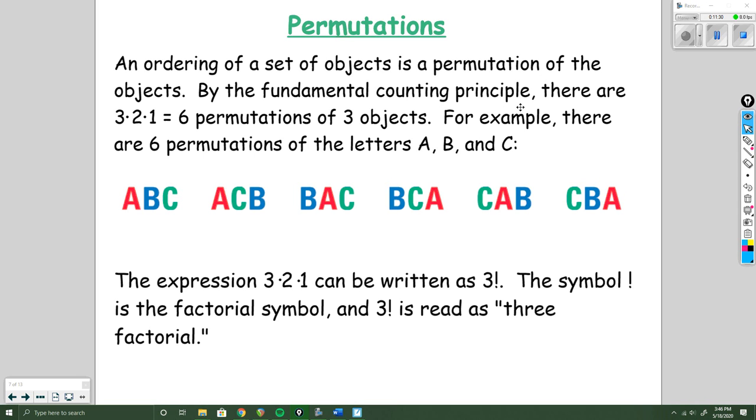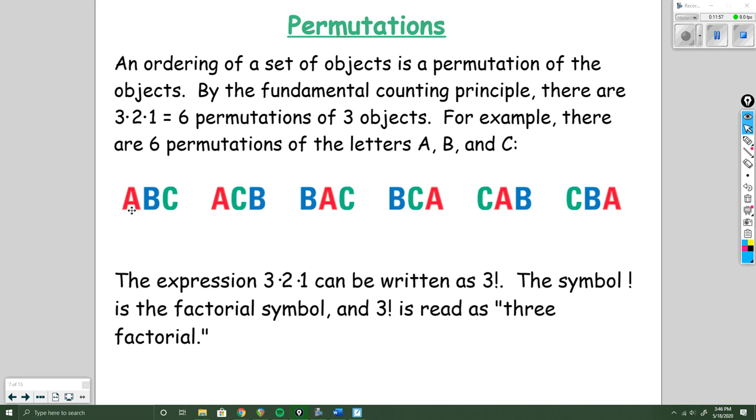Okay, by the fundamental counting principle, there are 3 times 2 times 1, or 6 permutations of 3 objects. For example, here they are listed below. We have 6 permutations of the letters A, B, and C. A, B, and C are each objects, and a permutation is something in which order matters. Okay, so notice we can't repeat these things because it's an object. It's like we're placing it.